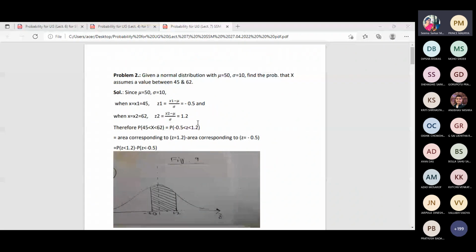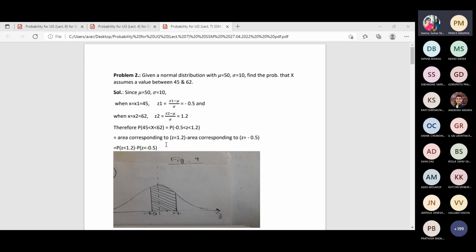Whereas when X is equal to X2 is equal to 62, your Z value, say Z2, will be equal to X2 minus mu by sigma. So you have found Z2 is equal to 1.2. So in terms of the Z variable, your required probability will be this one. Originally, in terms of X, you need to find the probability that X lies in between 45 and 62.